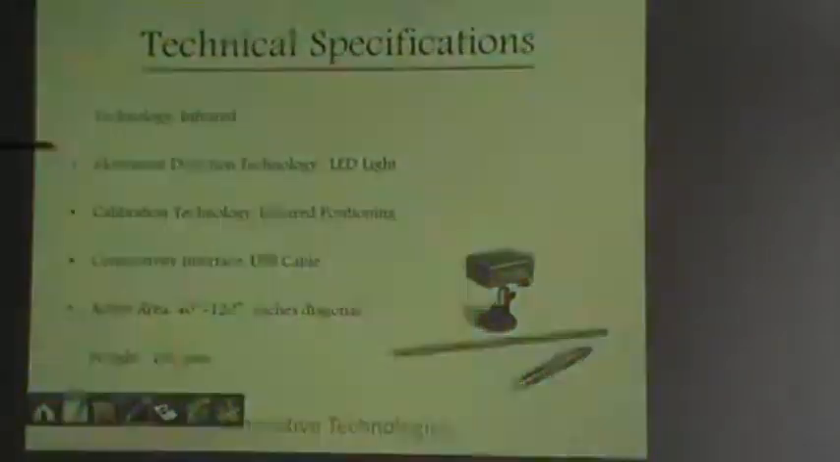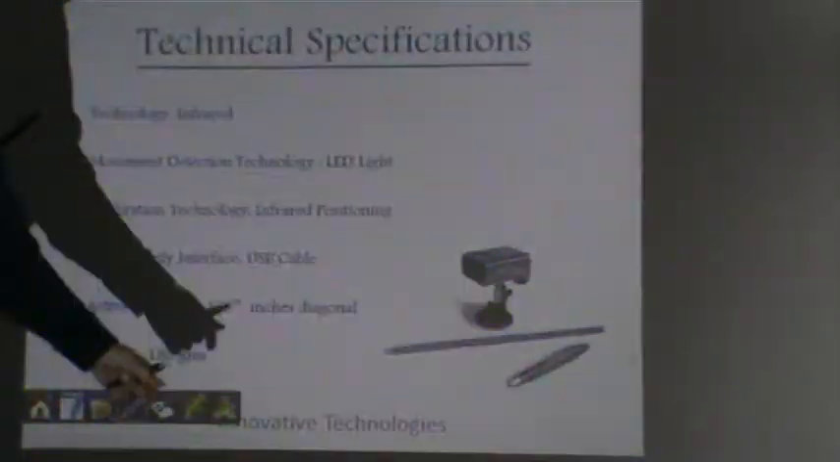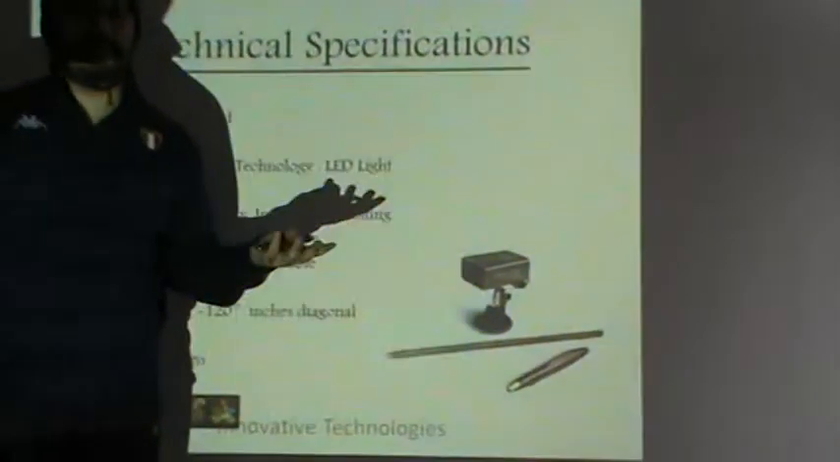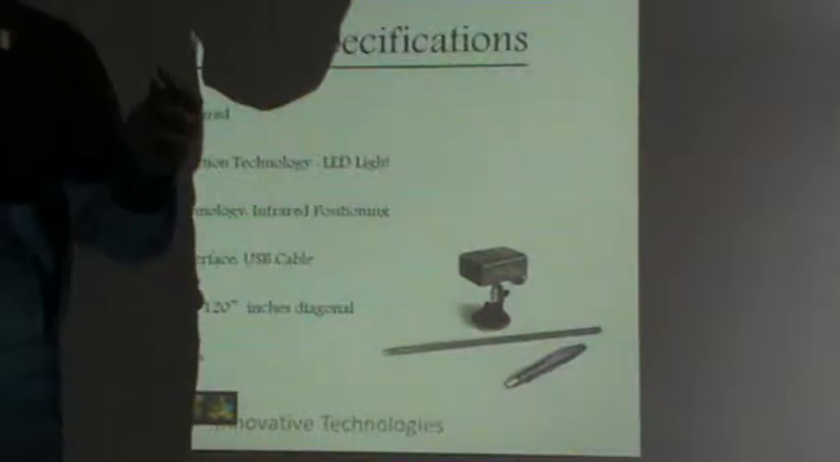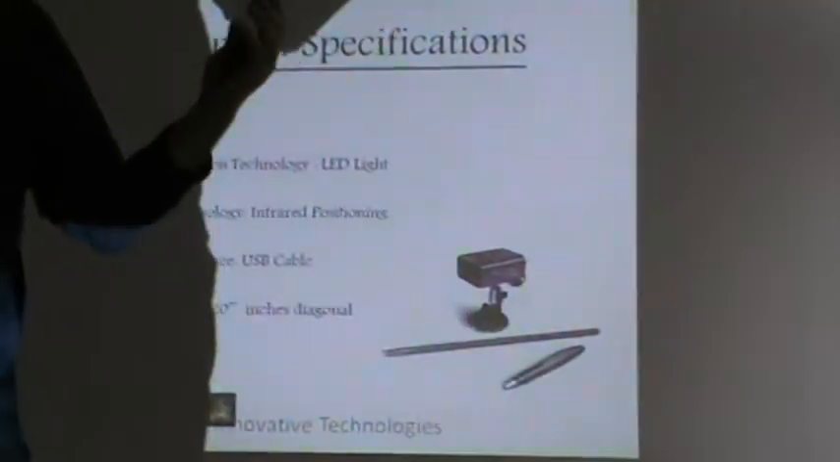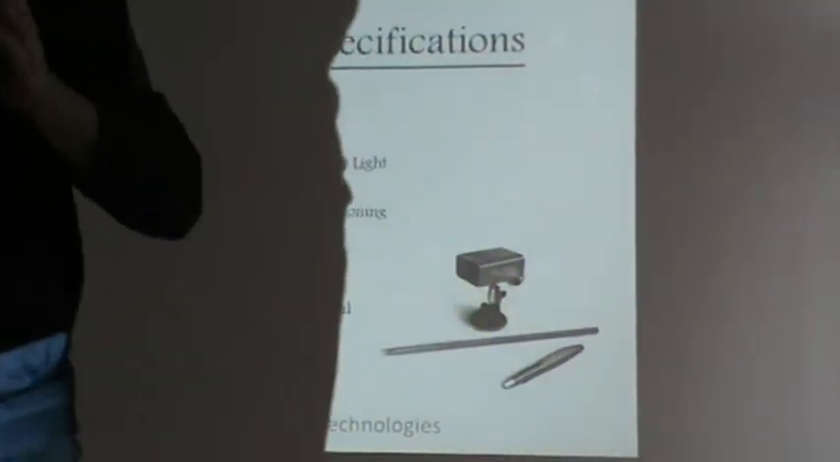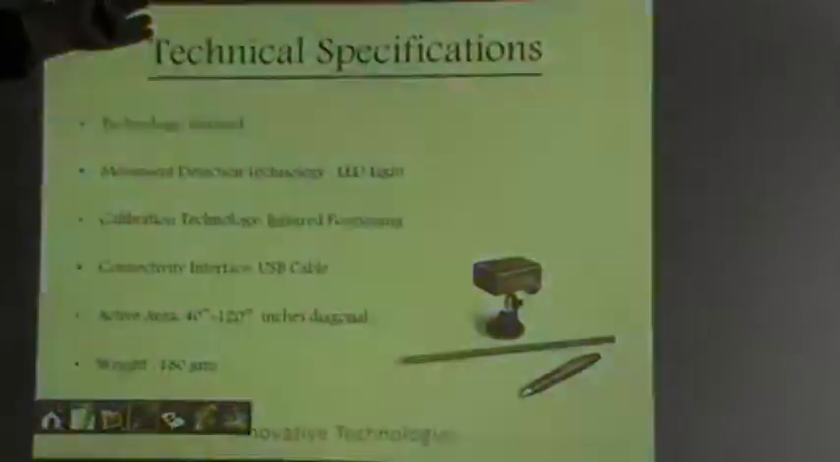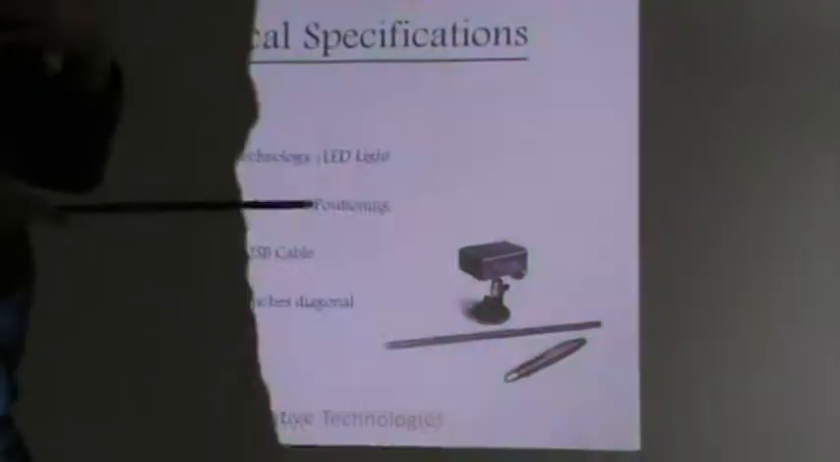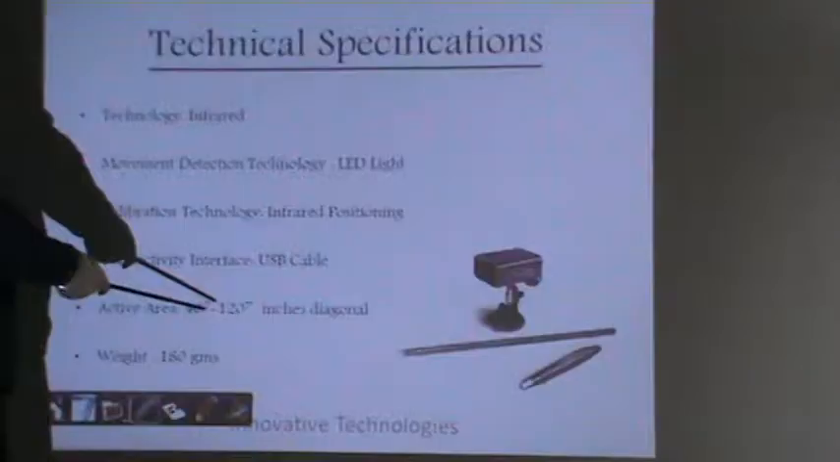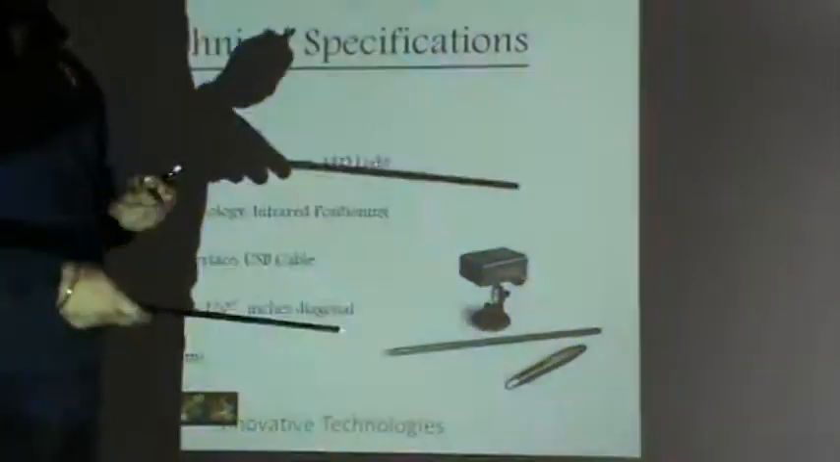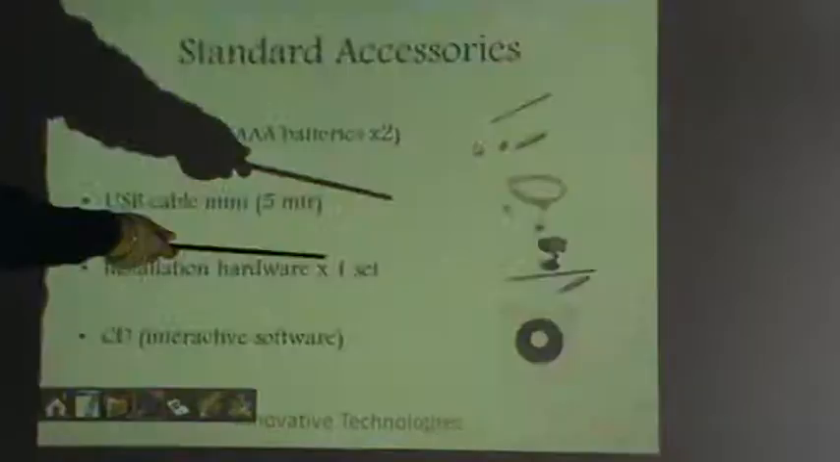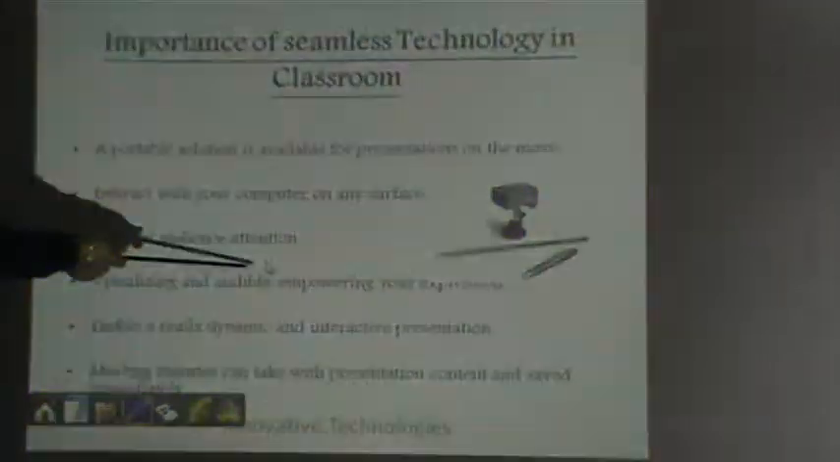Again, the calibration technology is infrared, and we can convert any area starting from 40 inches diagonal to 120 inches diagonal into an interactive screen. We don't have a restriction that if I have purchased an interactive board of 77 inches, I cannot increase the size. Here we can increase or decrease the size of the screen as per our wish and will. The weight is just 180 grams as compared to the bulky interactive boards. These are the standard accessories that we do.